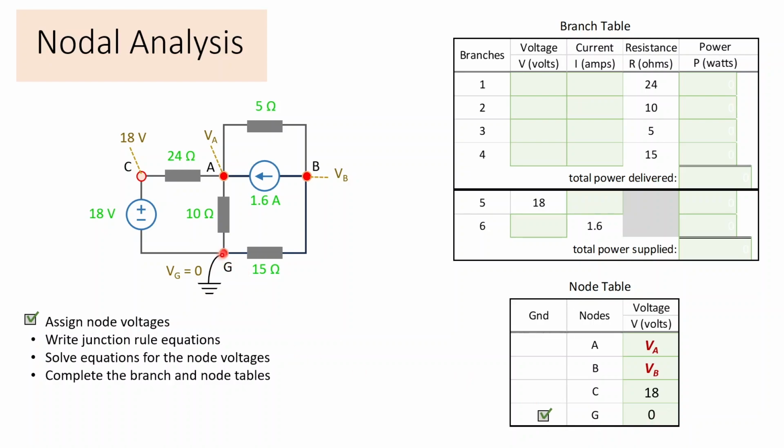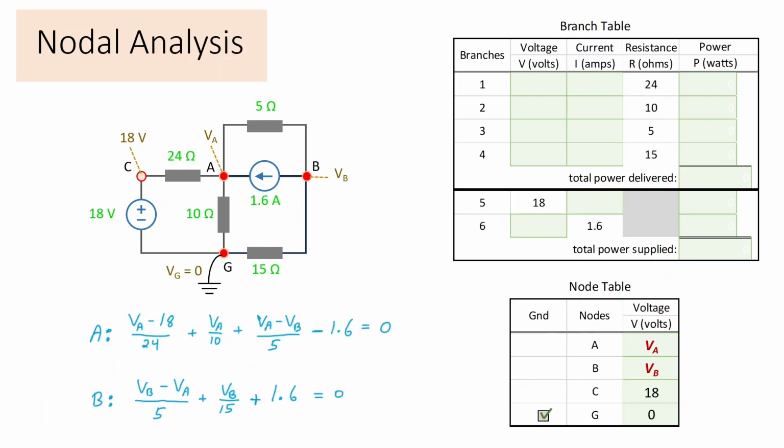What that does for us is going from G to C, minus to plus, through the 18 volts, that makes C 18 volts. So we actually only have 2 variables, the volts at junction A and the volts at junction B. And now we write our junction rule equations.